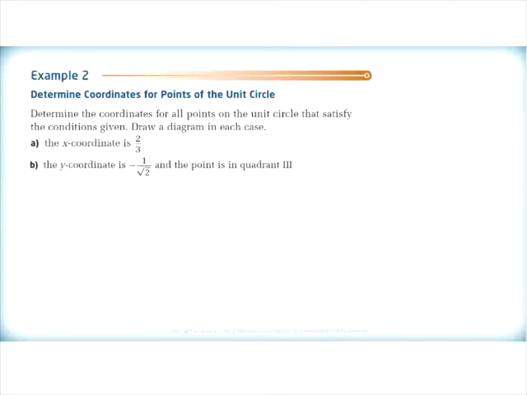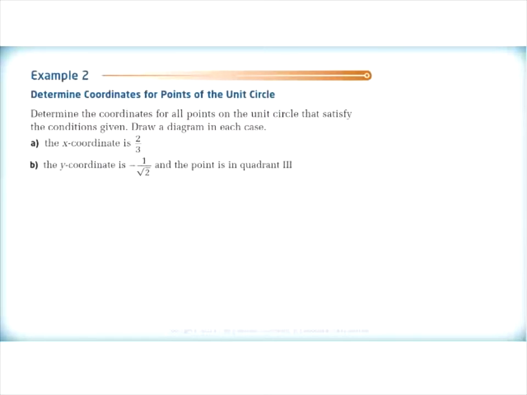Next example. It says, determine the coordinates for all points on the unit circle that satisfy the conditions given. And notice it does say on the unit circle that satisfy the conditions given. Draw a diagram in each case.